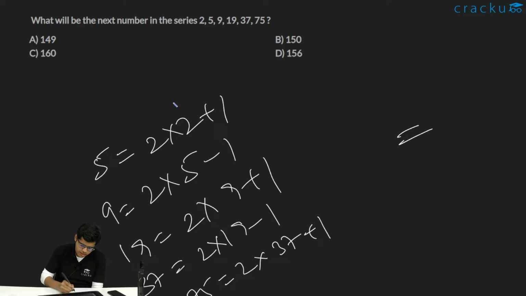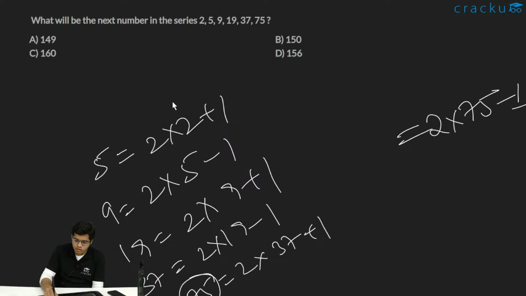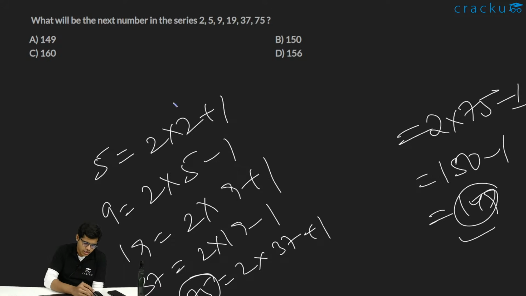75 is what? 2 into 37 plus 1. So what will be the next number? Next number will be 2 into the previous number, which is 75. Since here in the previous two we added plus 1, it would be minus 1. So 2 into 75 is 150. 150 minus 1 is 149. So the correct answer is option A, 149.